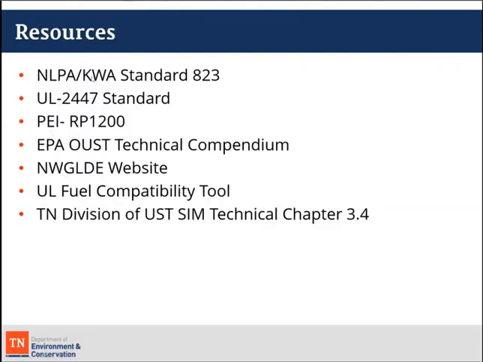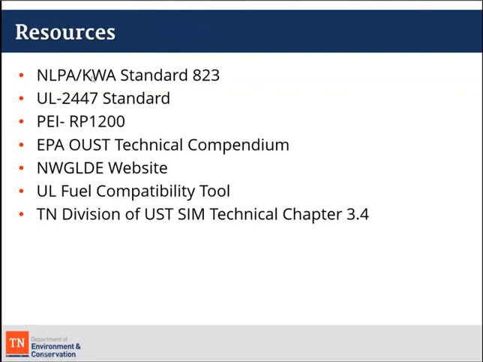Again, these are some of the resources I highlighted. There are probably some more out there, but I felt that these were the best, most useful resources to turn to. For testing anything related to secondary containment and interstitial monitoring, specifically in Tennessee, please utilize our SIM technical chapter 3.4. This is true for just about any area of our program, whether it be ATG, SIR, spill bucket, or overfill prevention.